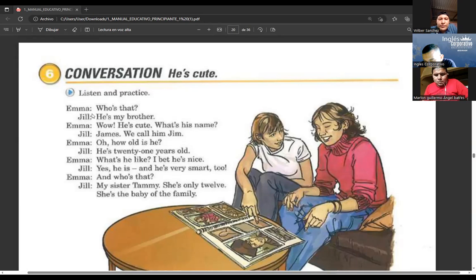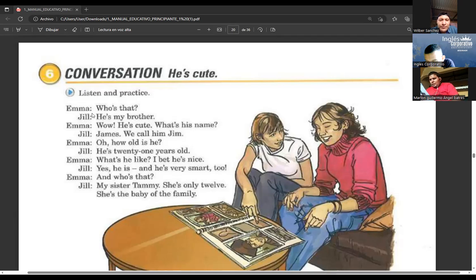Ok. Adelante. Wilber Sánchez. ¿Con quién más sería? Ok, Wilber sería Emma. Necesitamos uno que sea Jill. Ok.